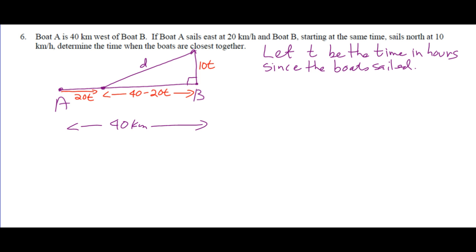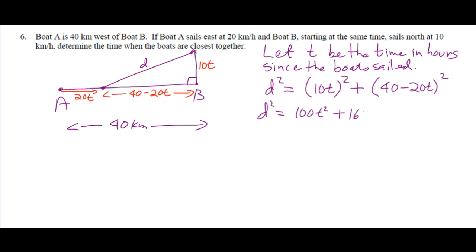So the distance, well, d squared is equal to (10t) squared plus (4t minus 20t) squared. Okay, so we can work that out, right? Just get an expression. So d squared is 100t squared plus 1600 minus 1600t plus 400t squared. And collecting together.